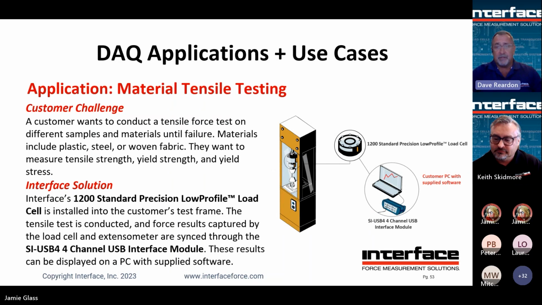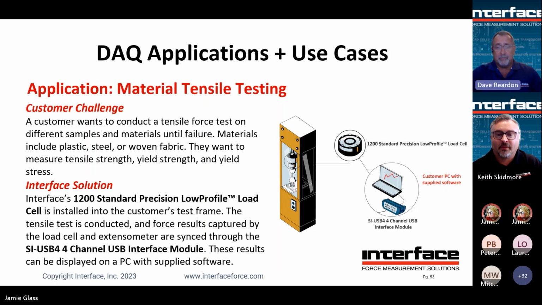This is a material tensile tester. What the customer was looking for is they had materials that are plastic, steel, or woven fabric, and they had an actuator that would push down on that with a rod and they wanted to measure the tensile strength, the yield strength, and the yield stress as it pressed down.